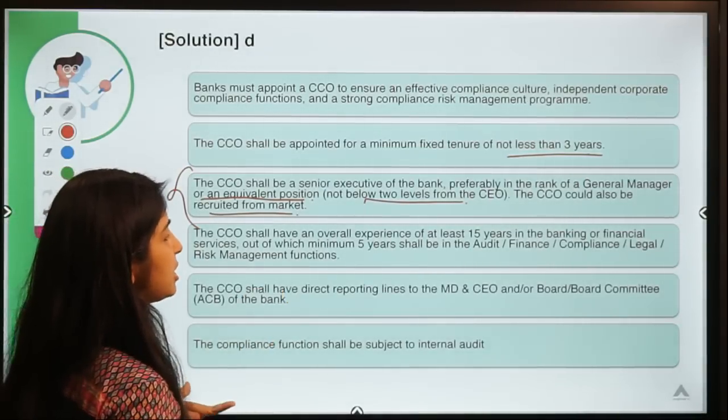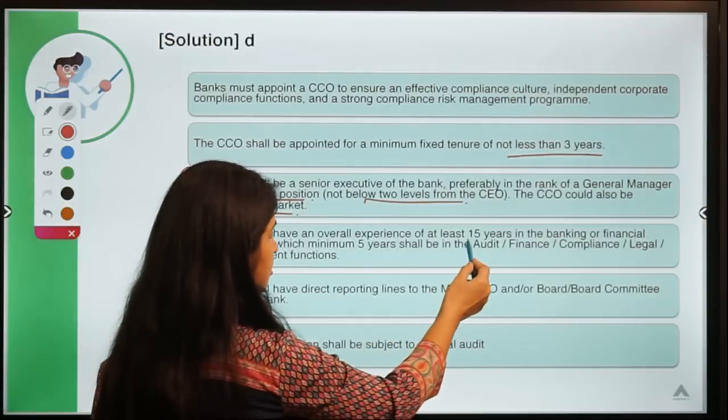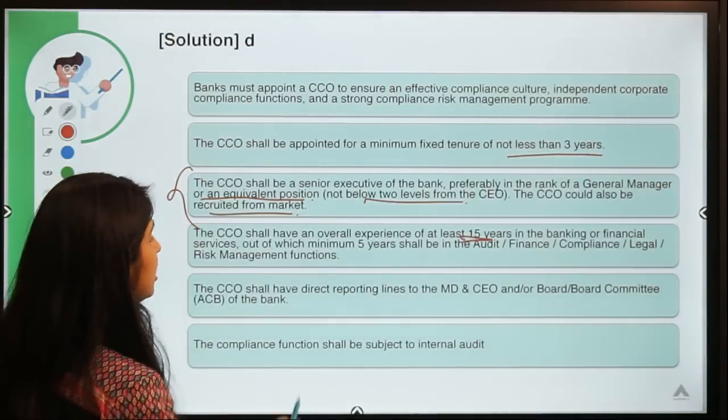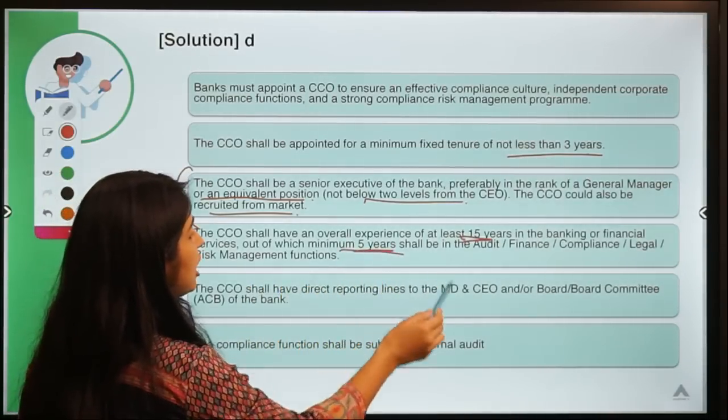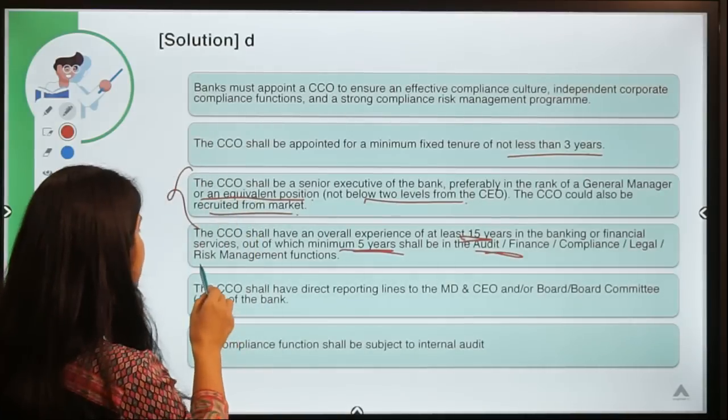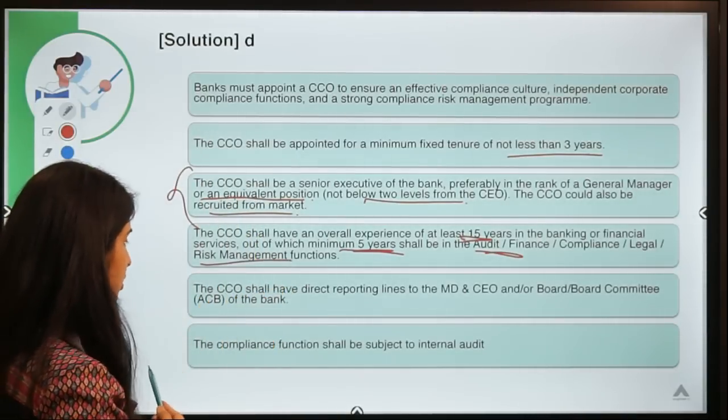The CCO shall have an overall experience of at least 15 years. So it must be an experienced person in the field of finance. You can see here, out of which a minimum of 5 years should be in the field of audit, finance, compliance, legal, risk management functions, right?